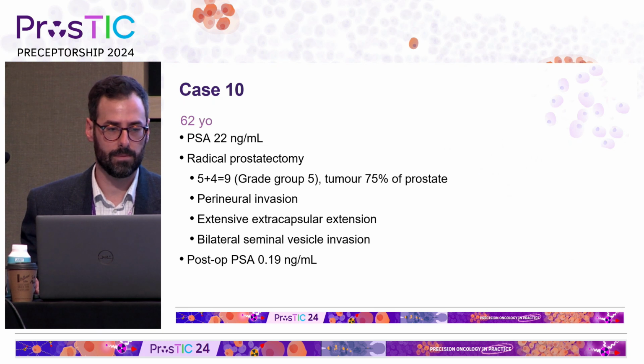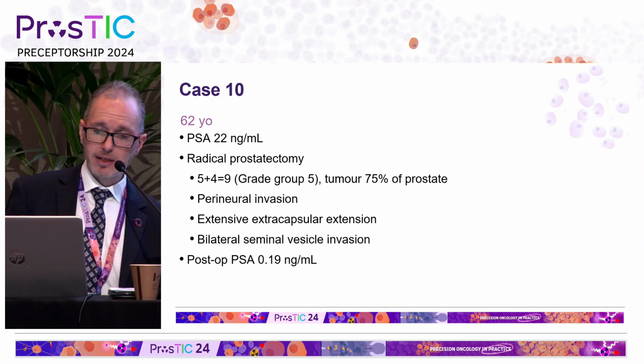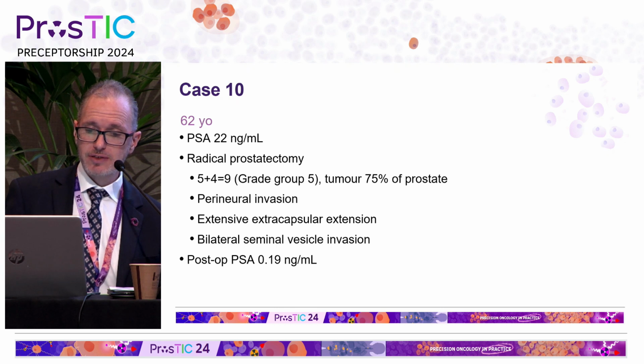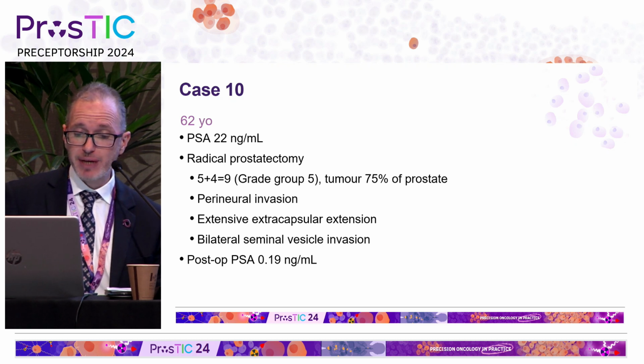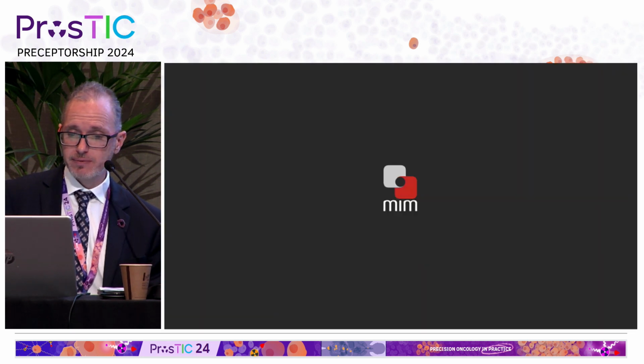Okay, now to case 10, Michael. Yeah, 62-year-old, PSA 22, radical prostatectomy, another grade group 5. Tumour involving 75% of the prostate. Sounds very nasty, with perineural invasion, extensive extracapsular extension, bilateral seminal vesicle invasion. We know that's very bad. And post-operatively PSA 0.19. Let's just say that's at 3 to 4 months.